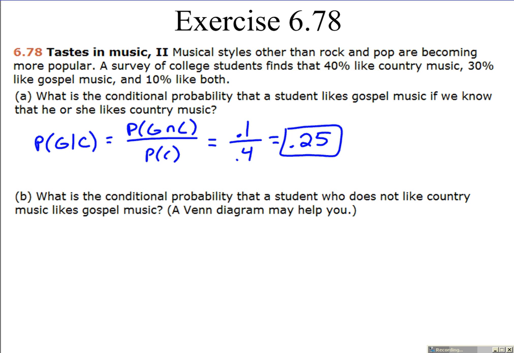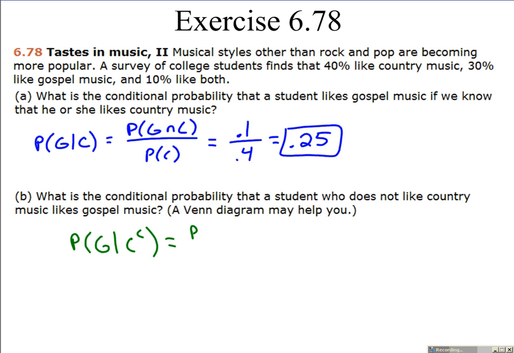So that's how we can do that. Letter B. What is the conditional probability that a student who does not like country music likes gospel music? So now we want to know the probability of gospel, given they do not like country. Using our formula, we want to know the probability that they like gospel given they do not like country.